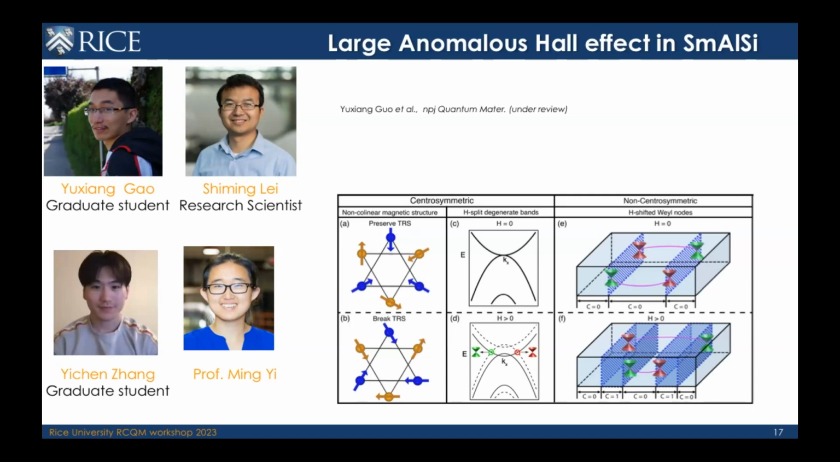But perhaps we need to take a step back and see what models existed that did account for large anomalous Hall effect in other systems, particularly in centrosymmetric systems. It had been proposed that either a non-collinear spin configuration could produce an effective field that then is responsible for large anomalous Hall, and that's illustrated over here, or that magnetic field can split degenerate bands and then produce these Weyl nodes, which then are responsible for non-zero Berry curvature and in turn for the occurrence of anomalous Hall.